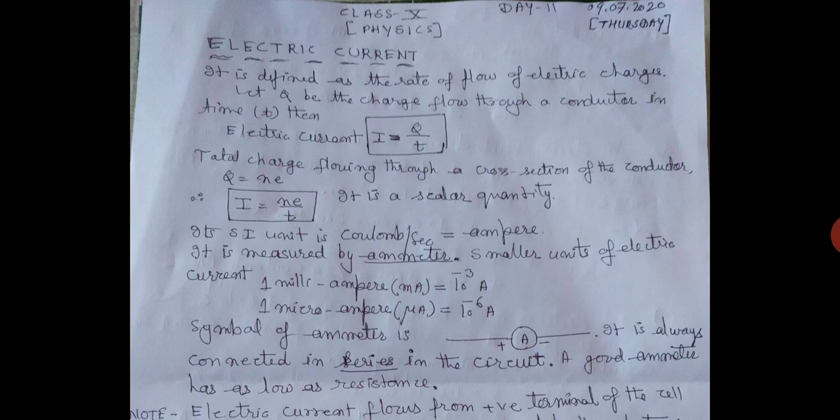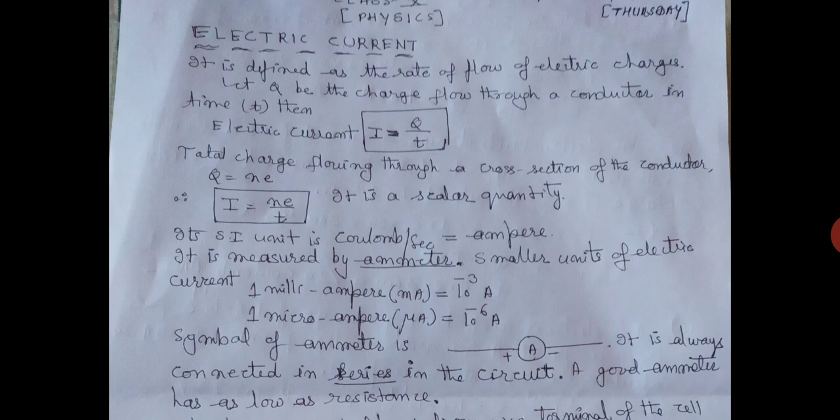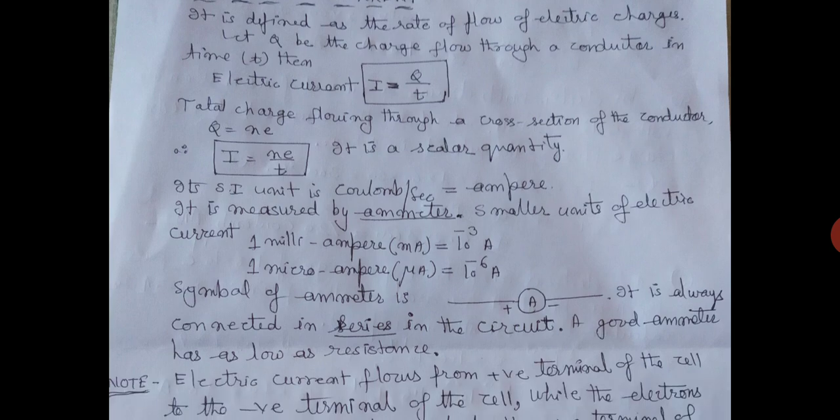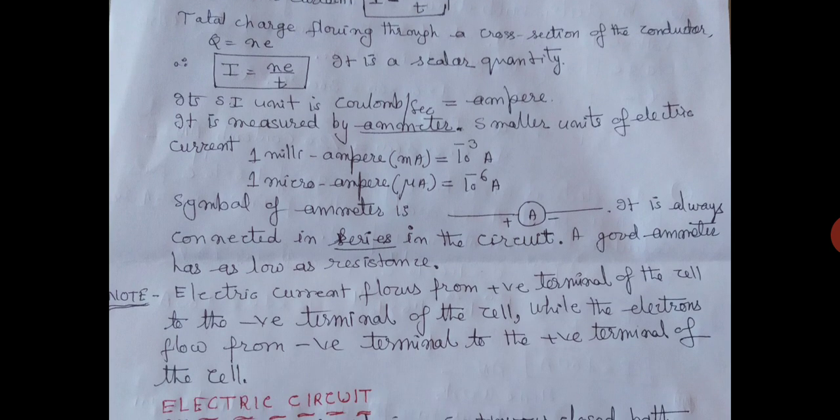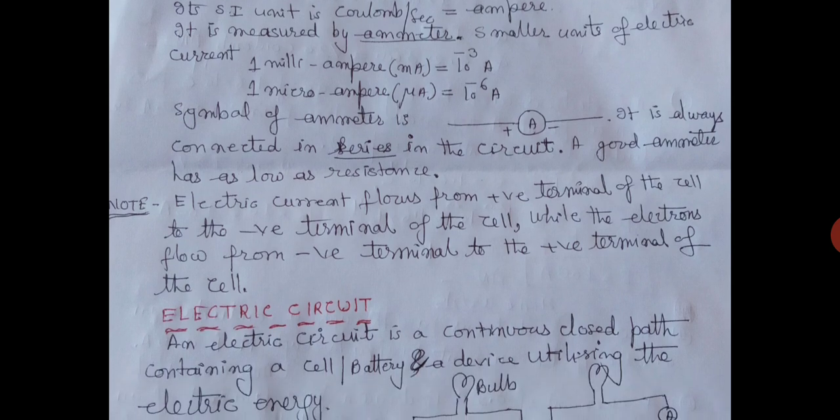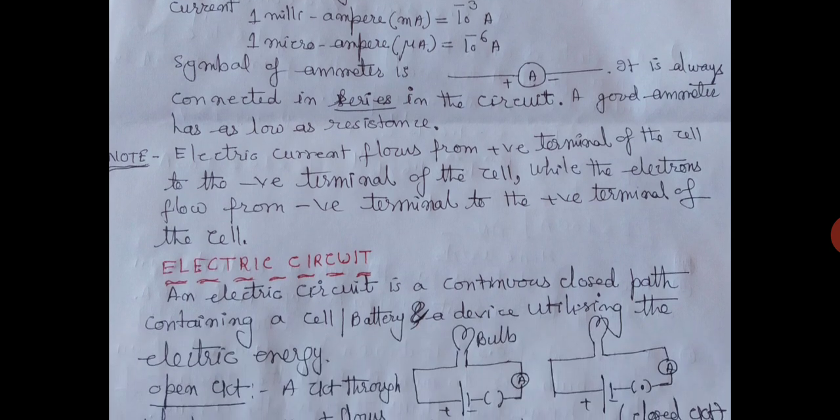Electric current flows from positive terminal of the cell to the negative terminal of the cell, while the electrons flow from negative terminal to the positive terminal of the cell. This is the convention of the electric current, that the current flows from positive terminal to the negative terminal.